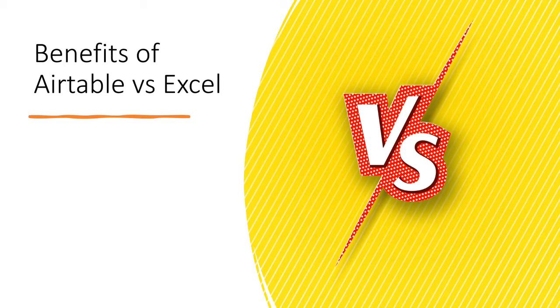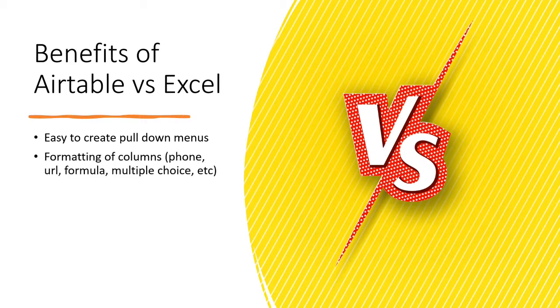But Airtable has a few benefits when you're comparing it to Excel, and it's very easy to create pull-down menus within Airtable, which makes it a lot easier for the people doing your data entry to enter the data or have choices of what kinds of information they're putting in. Airtable is awesome for formatting columns. So you can say, okay, this column's for phone numbers, this column's a URL, this column's a formula, this column's for multiple choice. That just makes it really an easy way to set up a new database.